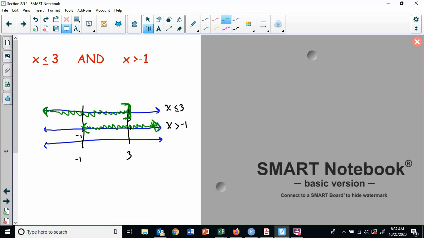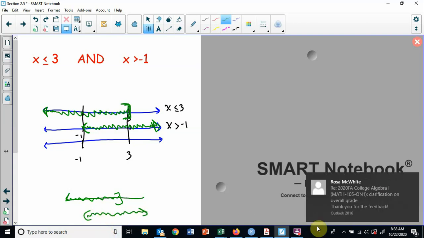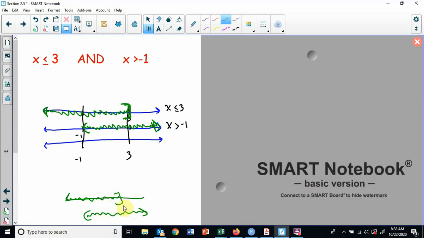Alright. So is everybody with me so far? There's no new skills here. If you wanted to look at this another way, don't write this, but all we've done is graphed one of these where x is less than or equal to 3. We've graphed the other one, x is greater than -1. And what we're going to do now is combine these two together to get the answer.